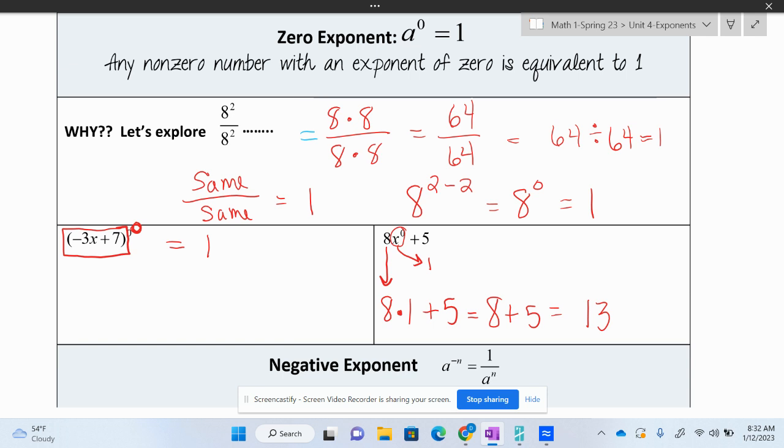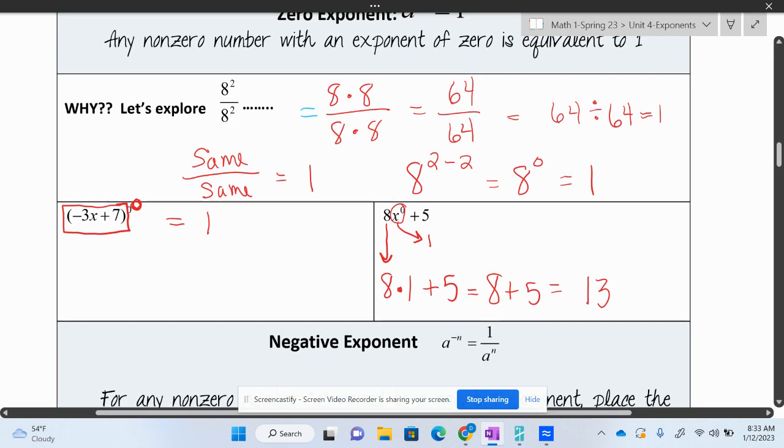So any number to the power of 0 is 1. Any variable to the power of 0 is 1. Any grouping to the power of 0 is 1. Okay? All right. Let's talk about negative exponents.